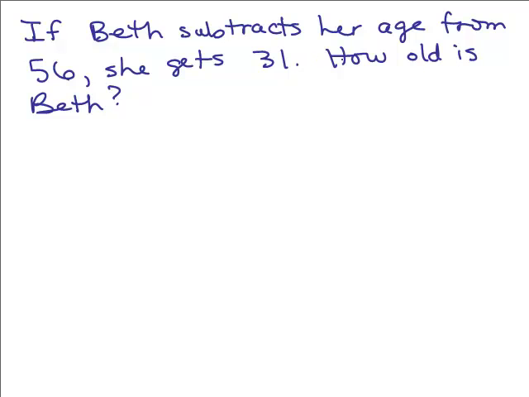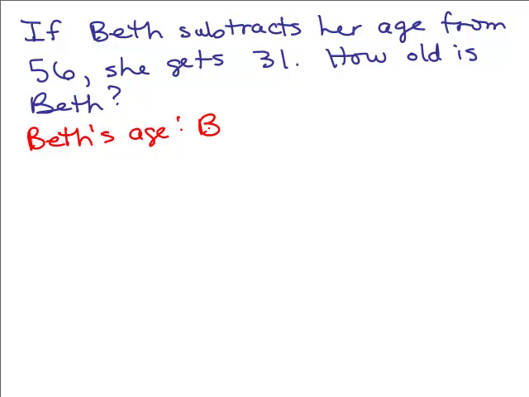If Beth subtracts her age from 56, she gets 31. All right, so what are we looking for? We are looking for how old Beth is. So let's say Beth's age is, well, how about B for Beth?